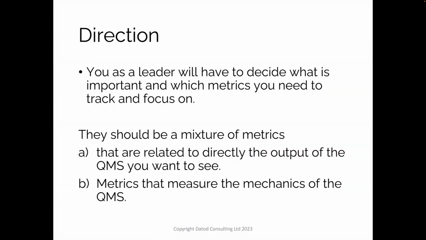Now, having data on its own doesn't really help. You need to decide the direction you want to take your organization. You as the leader have to decide what's important and which metrics you're going to focus on, track, and try to influence with activities. The metrics will be a mixture of things. There'll be items directly related to the output of the QMS you want to see, and we've covered that in previous sessions. And there will be metrics that measure the transactional mechanics of the quality system. Very often the regulatory bodies want to see this, and very often those metrics aren't directly linked to the output of the QMS, but they give a measurement that the quality system is actually working and running.